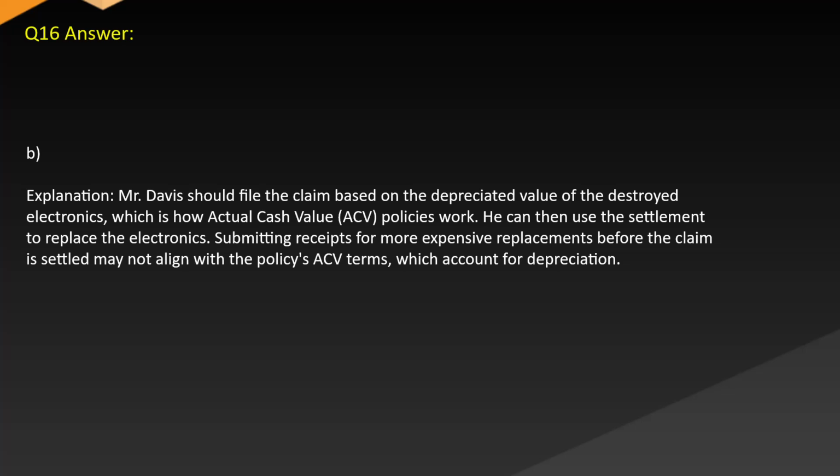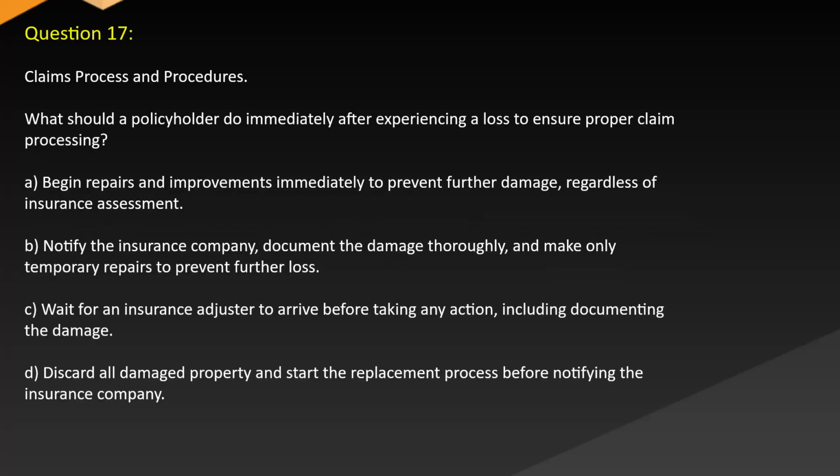Answer: B. Explanation. Mr. Davis should file the claim based on the depreciated value of the destroyed electronics, which is how actual cash value (ACV) policies work. He can then use the settlement to replace the electronics. Submitting receipts for more expensive replacements before the claim is settled may not align with the policy's ACV terms, which account for depreciation.